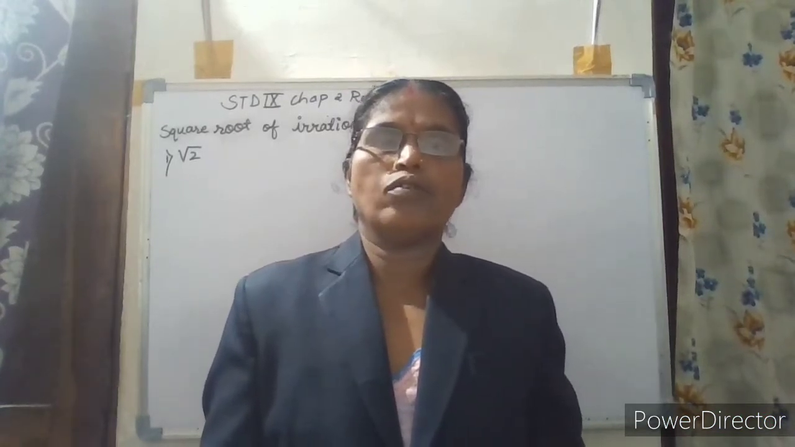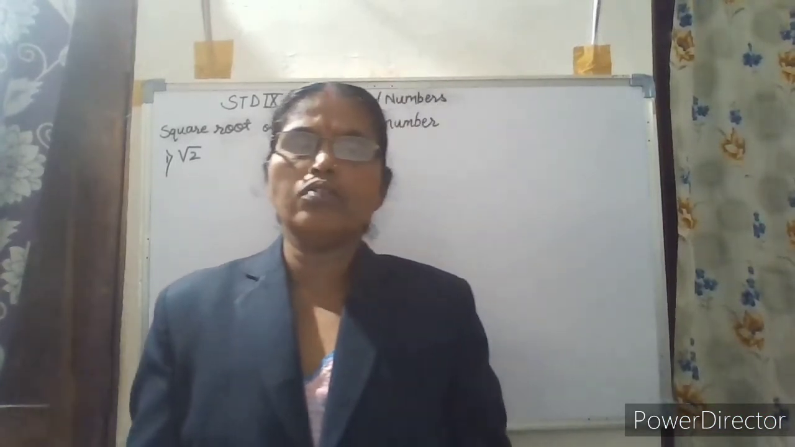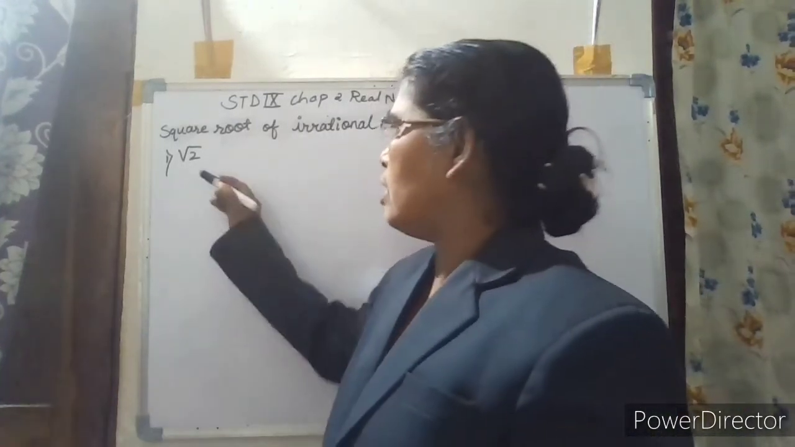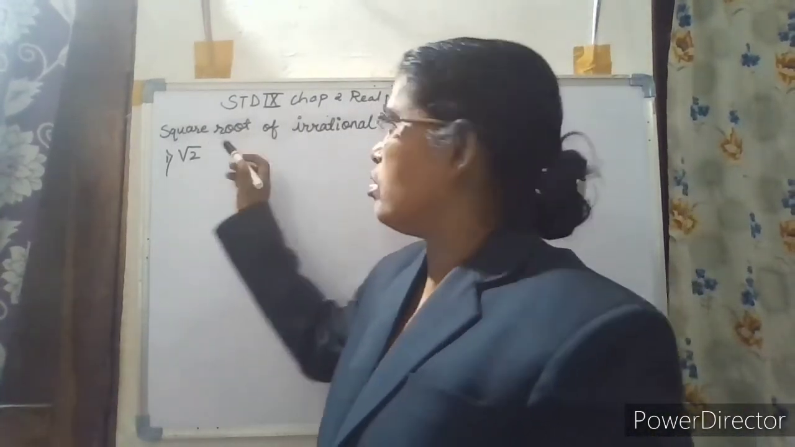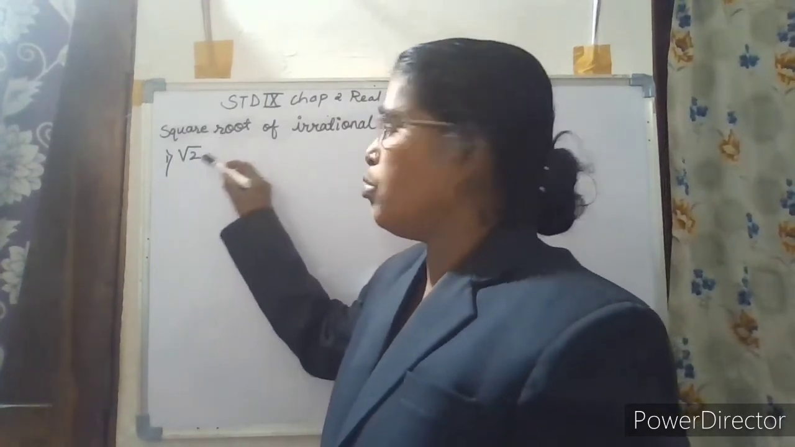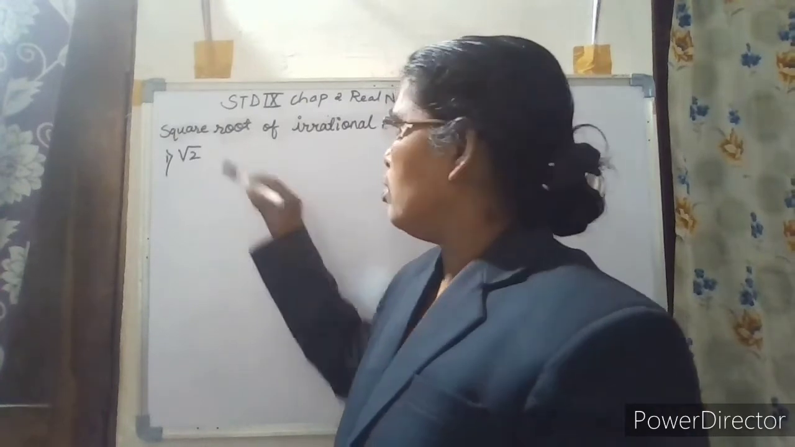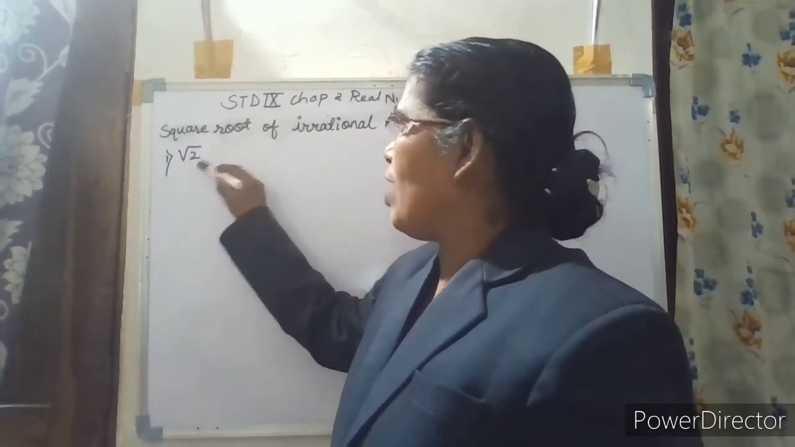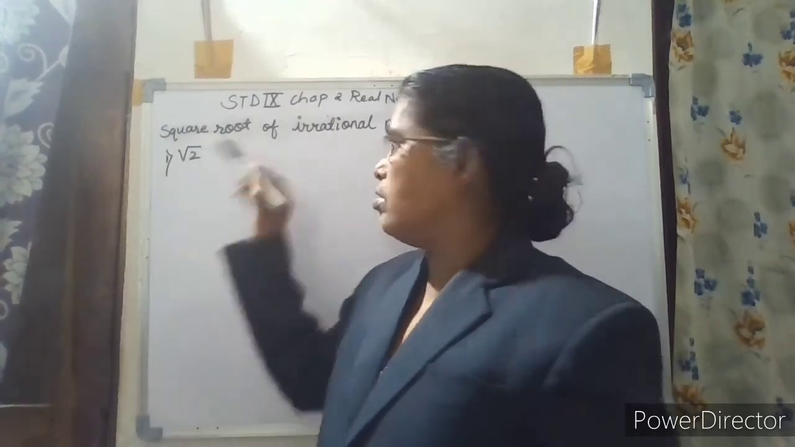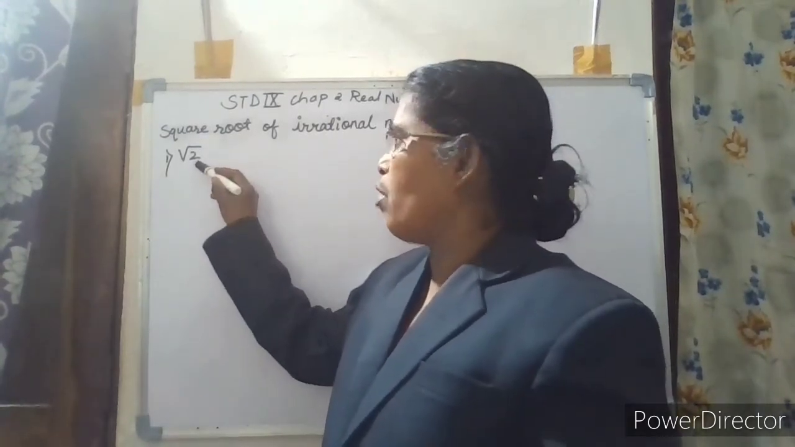Good morning, students. In the last videos, you have learned what irrational numbers are. You have proved that root 2 is an irrational number. Today we are going to find the square root of irrational numbers. So, we take the square root of 2.